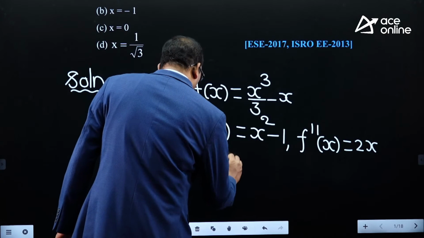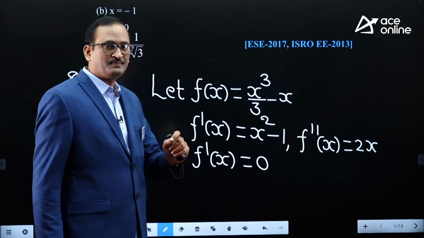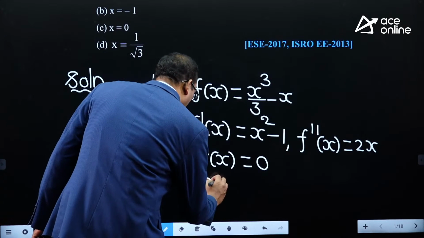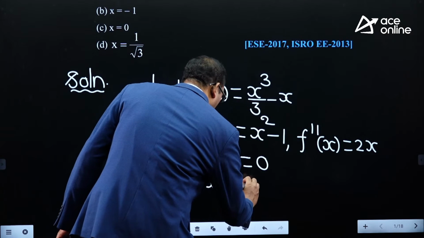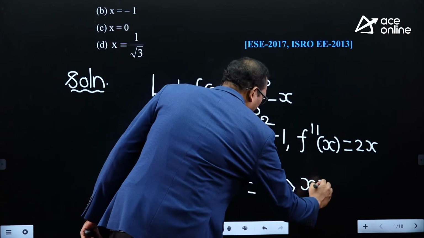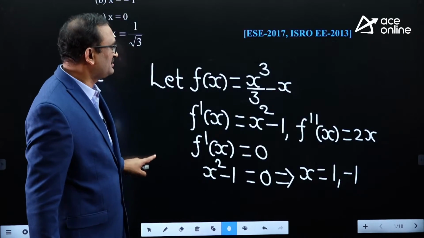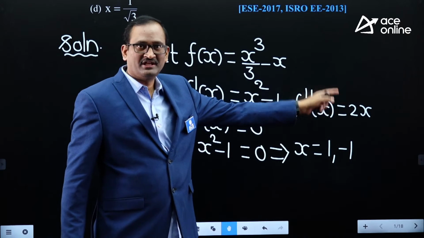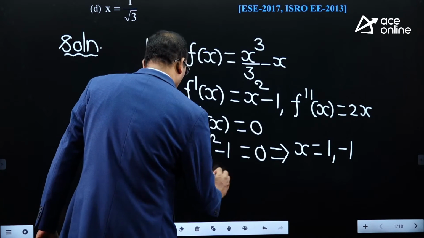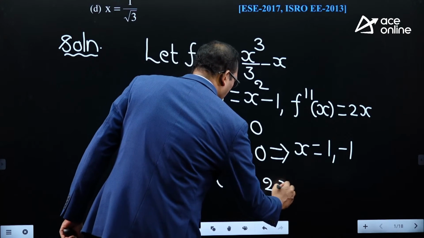is 0. To know the point where f dash x can be 0, simply equate the f dash x value to 0. Then it becomes x square minus 1 equal to 0, so that x equal to plus or minus 1. Now substitute x equal to plus 1 in f double dash x. Then it becomes f double dash of 1, which is 2, greater than 0.